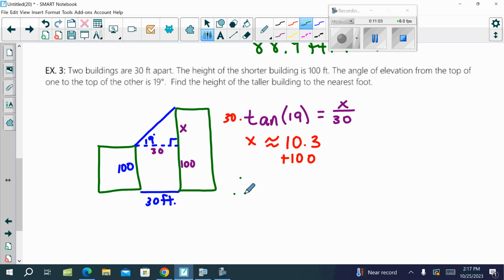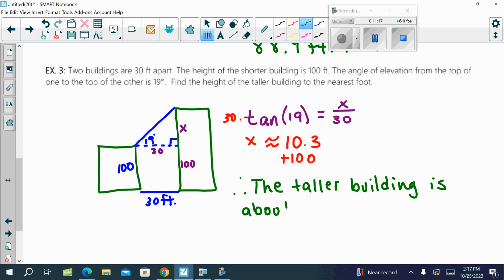So therefore, the taller building is about how much? Okay, so that would be 110 feet. Alright, sounds like some of you had to make sure you double check your calculators on degree mode. Otherwise you're not going to get anywhere near the right answer.